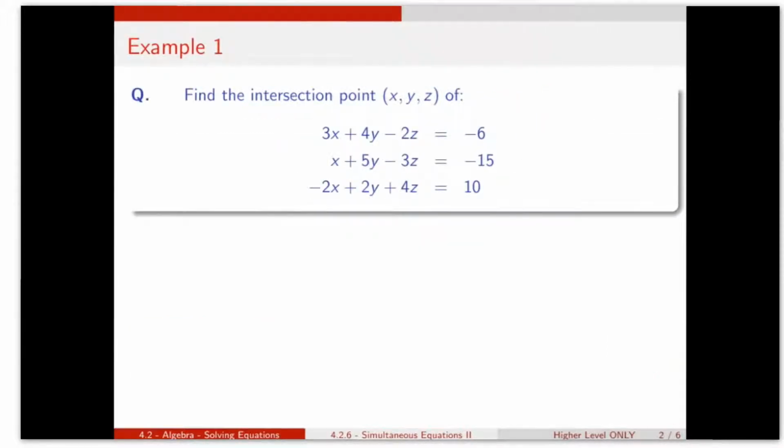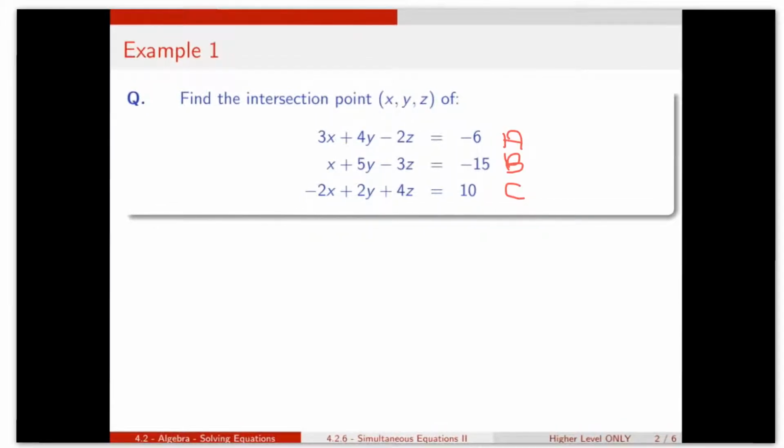So now I want to find the intersection point of equations with three variables, and I've got three equations. So let's label my equations again. 3x plus 4y minus 2z is minus 6, x plus 5y minus 3z is minus 15, and minus 2x plus 2y plus 4z is 10.